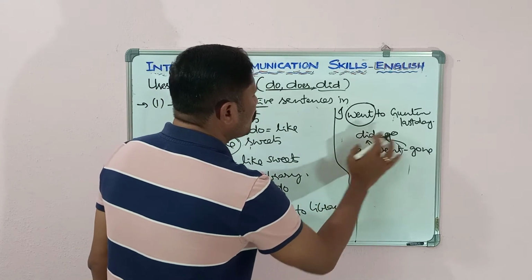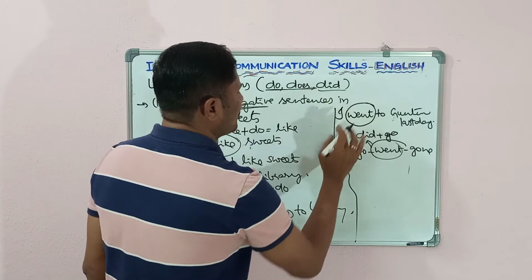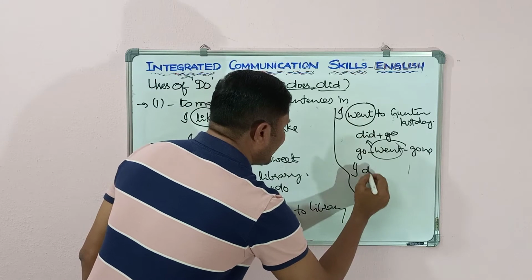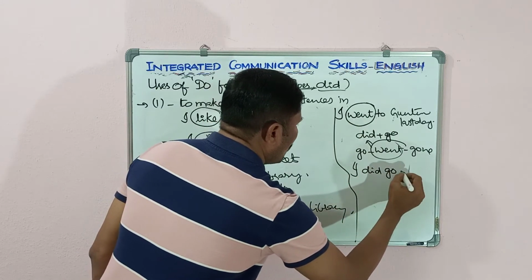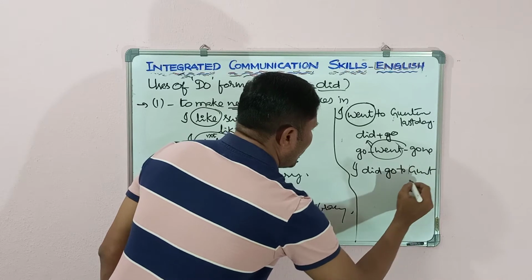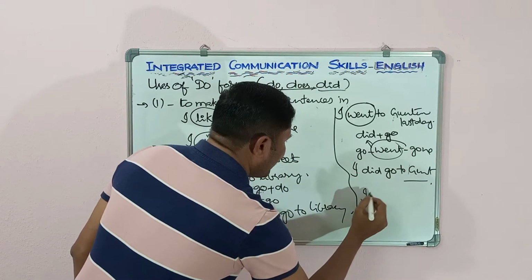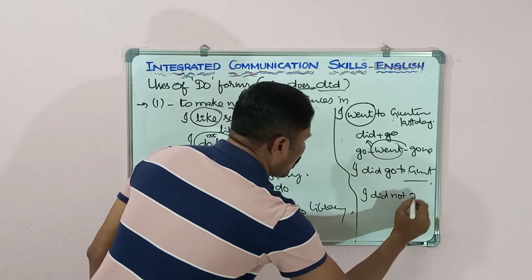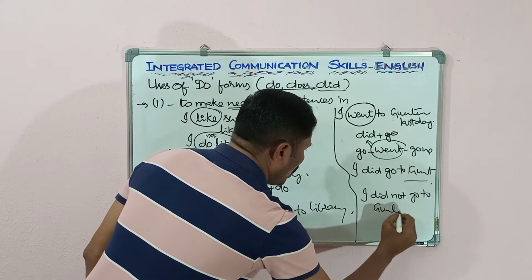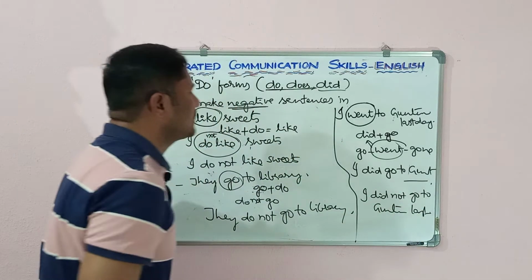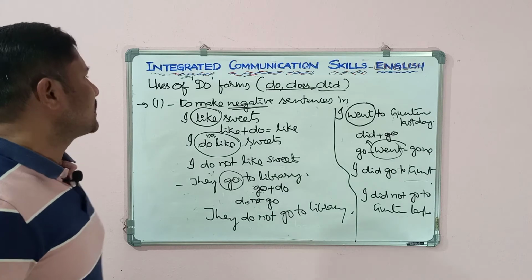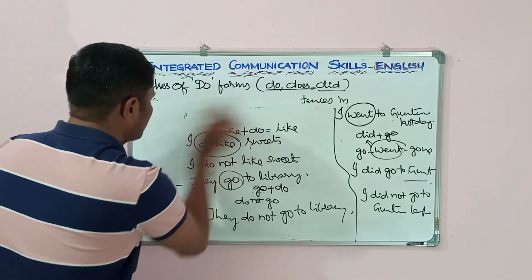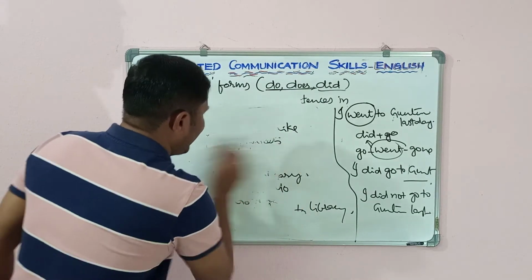So here we have to write a negative sentence for this. So I, instead of went, we write to Guntur last day. I add not between did and go. I did not go to Guntur last day. So this is how we can make negative sentences in the simple present tense and simple past tense. Okay, next one.